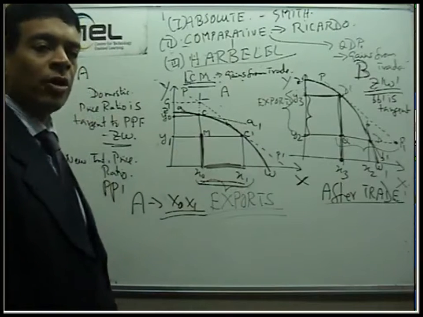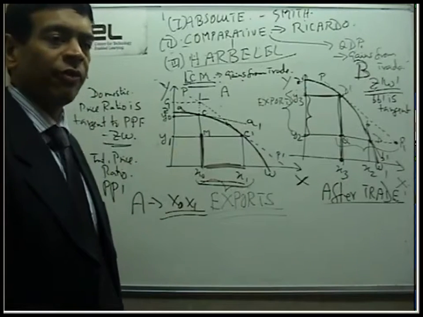And now we will move on to the next model called the J.S. Mill model of reciprocal demand.